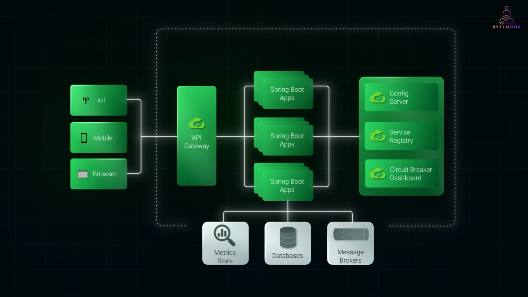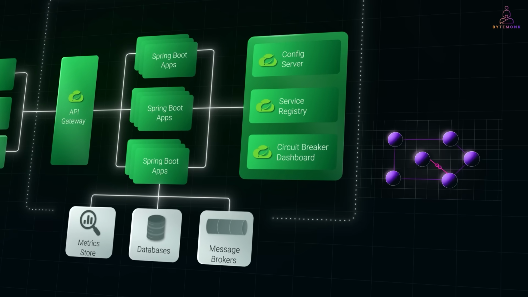In a microservices setup, failure is inevitable. One service going down shouldn't bring the whole system with it. And that's where circuit breakers come in. They act like safety switches. If a downstream service is slow or unresponsive, the circuit opens and fallback logic kicks in. You can even monitor these circuits with dashboards. Thanks to Spring Cloud, adding resilience is as easy as a few annotations and configs.